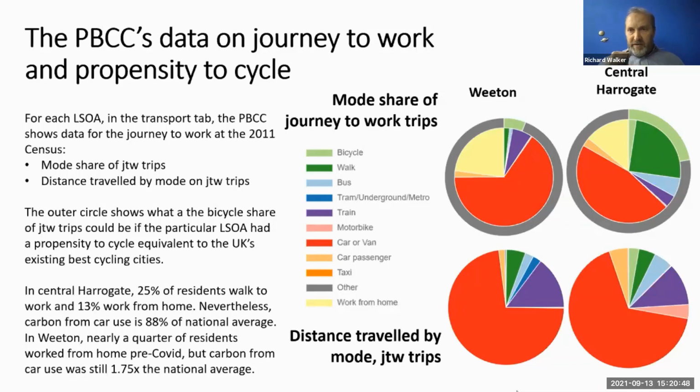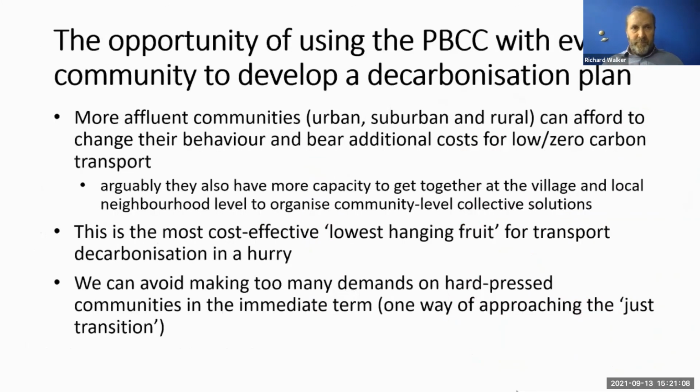The final thing I want to show is difficult to see. I'll be very quick, Malcolm. The outer circle shows the potential for cycling in those areas. If you look at central Harrogate, the top right-hand circle, you'll see there's very low use of cycling to work. In fact, nearly a quarter of all trips to work could be made by cycle.